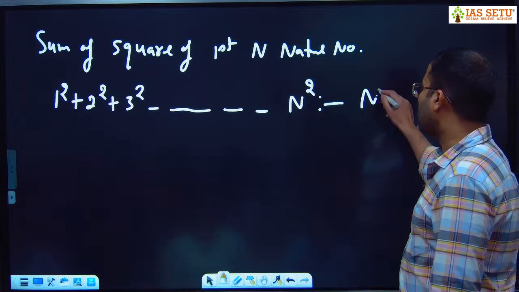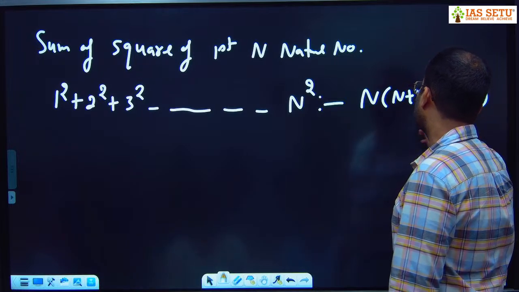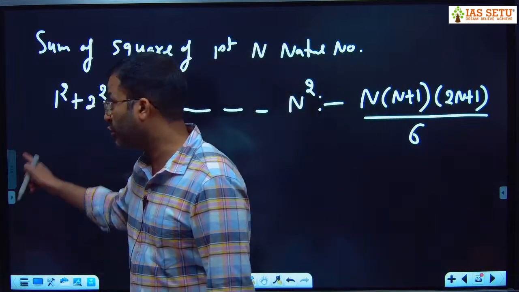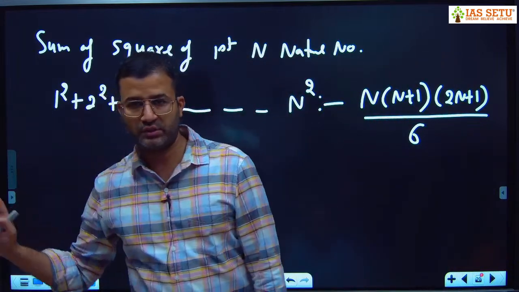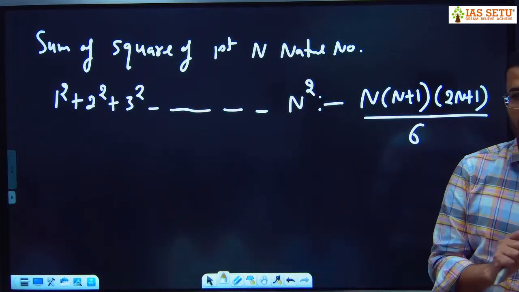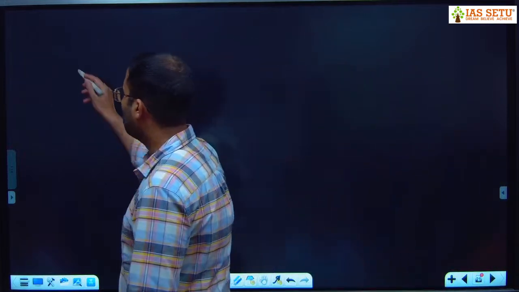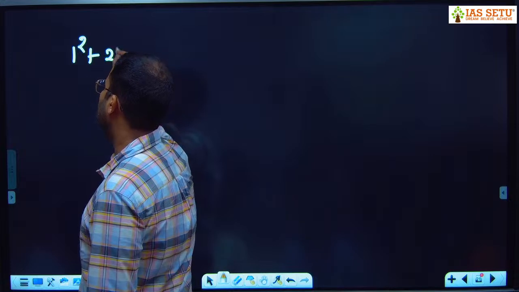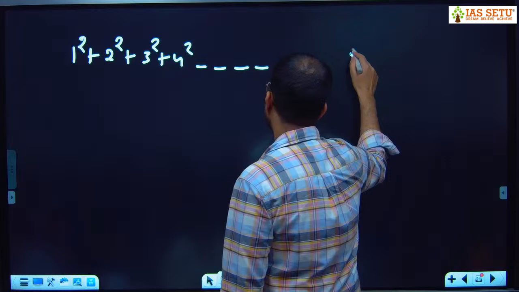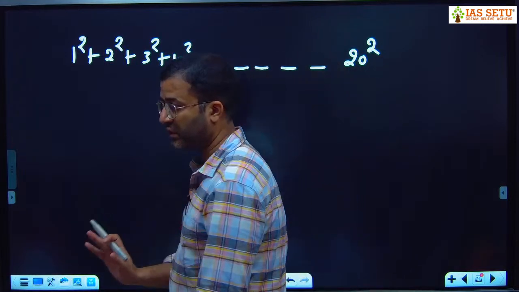It is n into n plus 1 into 2n plus 1 divided by 6. But here also it should start from 1 square. Sum of square of first n natural number. It should start from 1. Let us practice 2-3 example. 1 square plus 2 square plus 3 square plus 4 square up to 20 square. Take time and keep your answer with yourself. Do calculation.